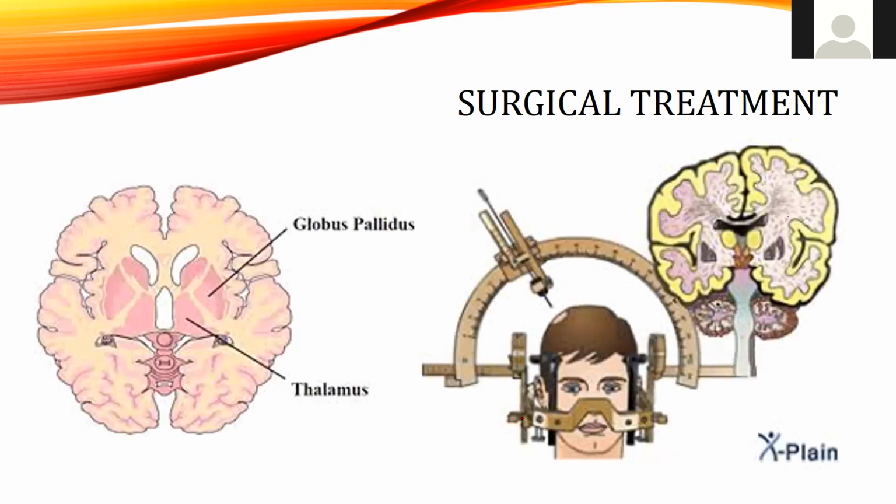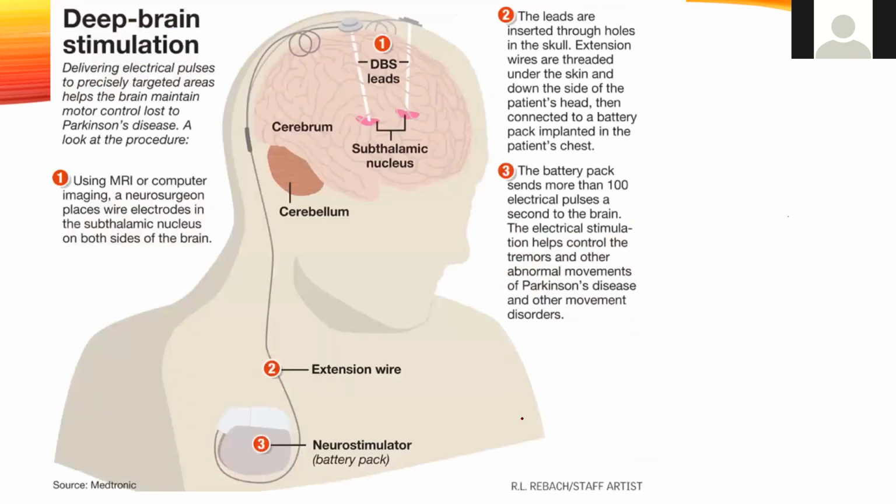These are some images of how thalamotomy and pallidotomy could be done. Usually they use stereotactic radiation to hit either the pallidum or the thalamus. This is an example of how deep brain stimulation is done, particularly subthalamic nucleus stimulation. We will deliver an electrical pulse to the precise target, the subthalamic nucleus. This procedure is done under MRI and computer control.